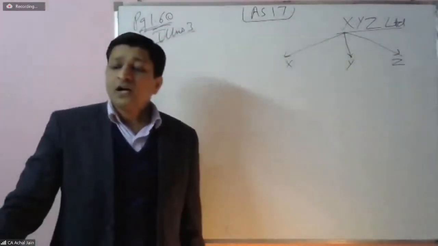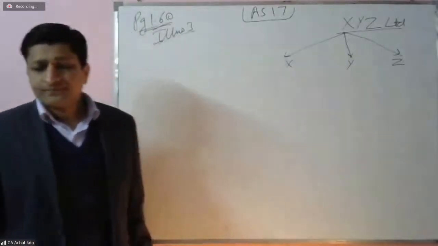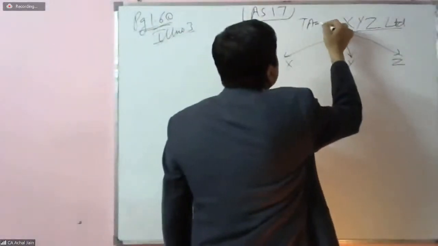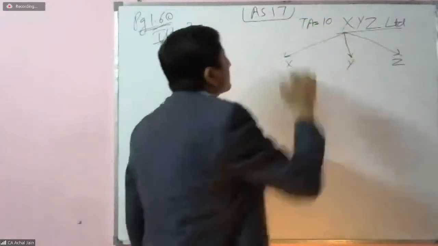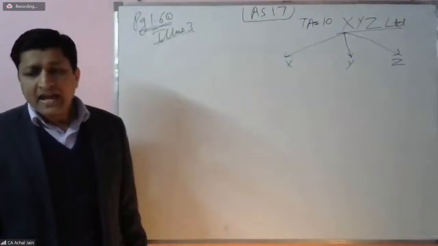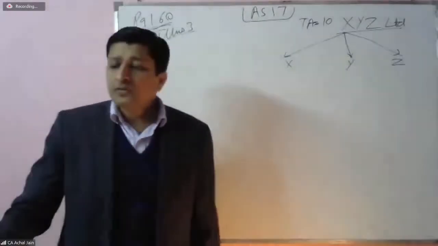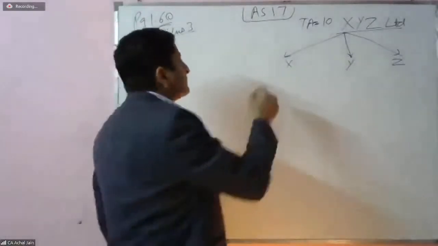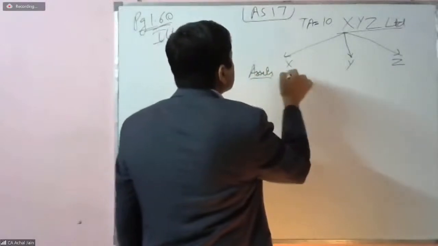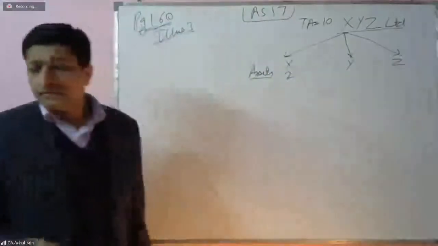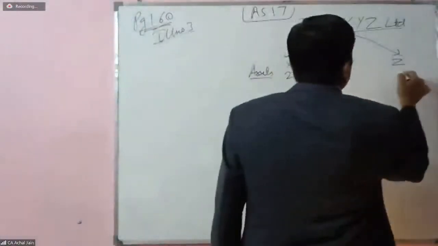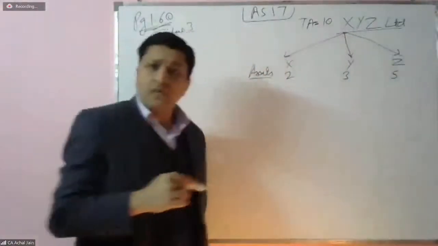Total assets of the company are 10 crore. Segment X has 2 crore assets. Y has 3, Z has 5.